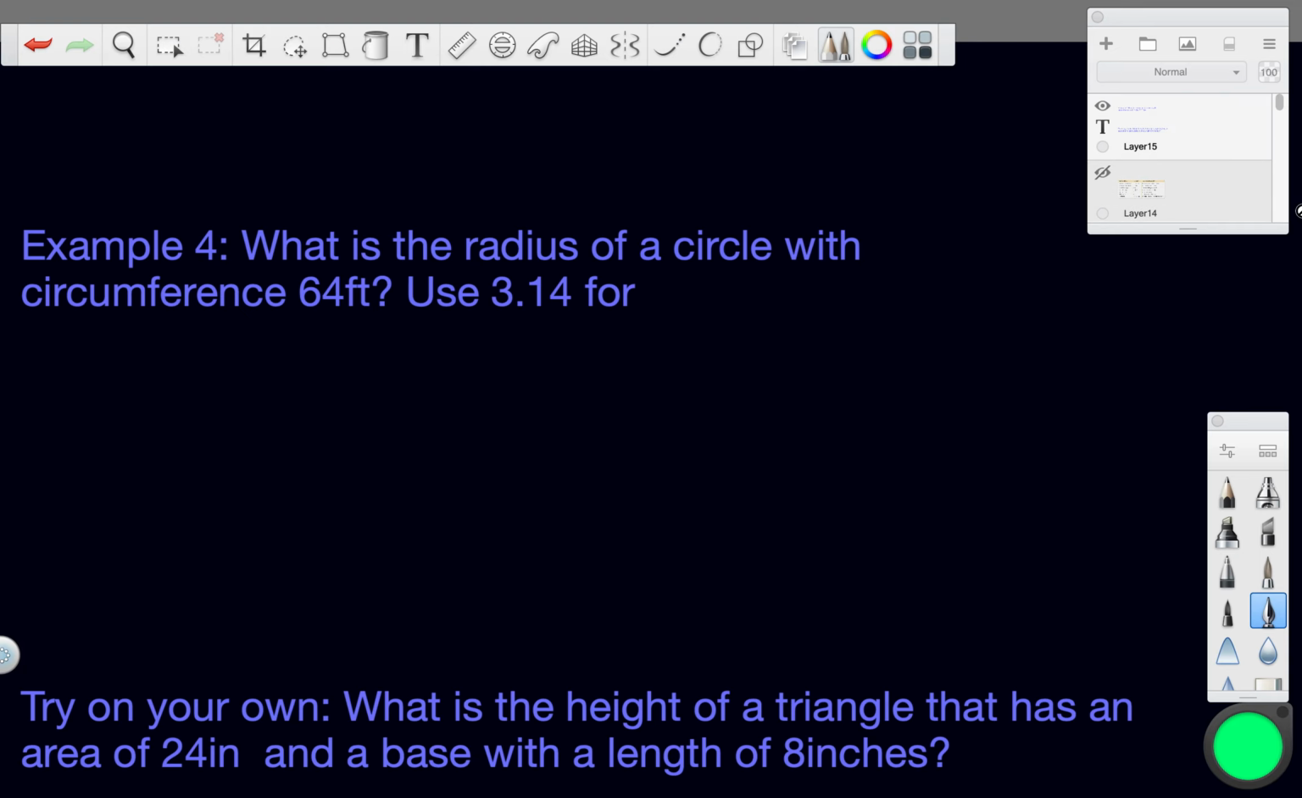All right, here we go. So our last example says, what is the radius of a circle with circumference 64 feet? So I see the word circumference, right? We don't see a formula, but I do see this word circumference. So if you look back in your notes from what you just wrote down, the formula for circumference of a circle is that C equals 2 pi r. And there should be a pi right here. Okay? So circumference equals 2 times pi times r, which represents radius, okay?